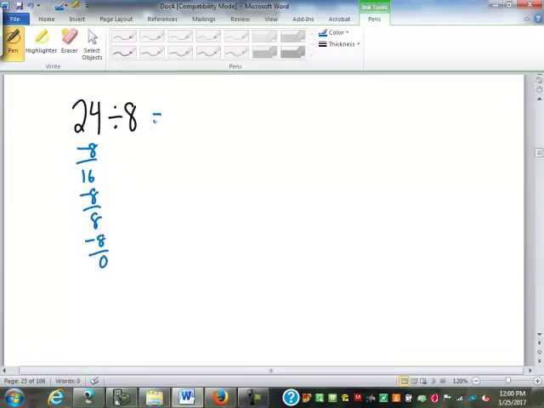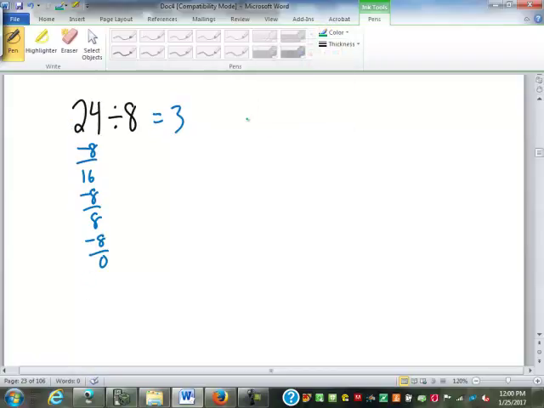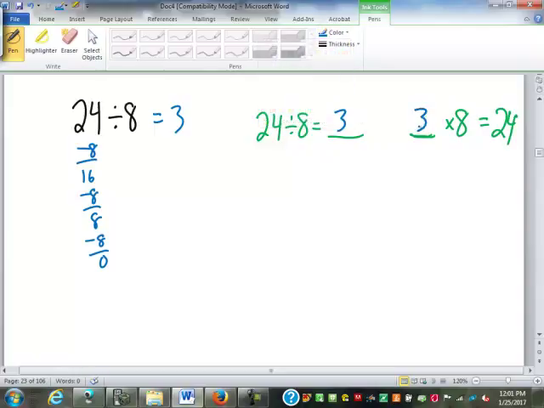That became 3 because we could subtract 8 3 times from 24. Well, today we're going to look at an alternative working definition. 24 divided by 8 equals blank is asking us what number times 8 equals 24. Well, it's still 3. 3 times 8 is 24, so 24 divided by 8 is 3.